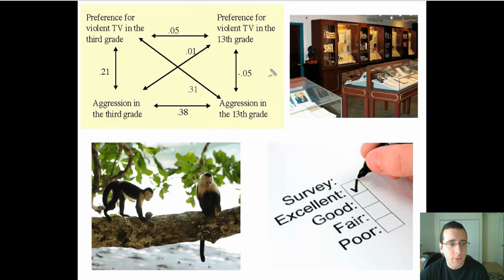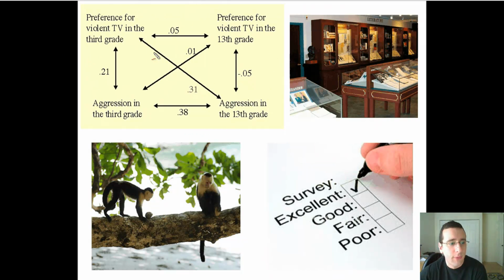You're aggressive even if you don't watch the violent TV by the time you're in that grade. Which means there's very little correlation here as well, because if there's a strong correlation here and no correlation here, usually that means there's no correlation there. So you see how you're establishing correlations between all these variables.